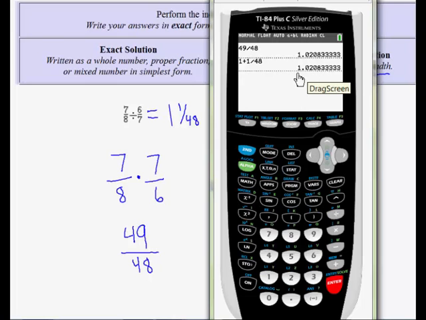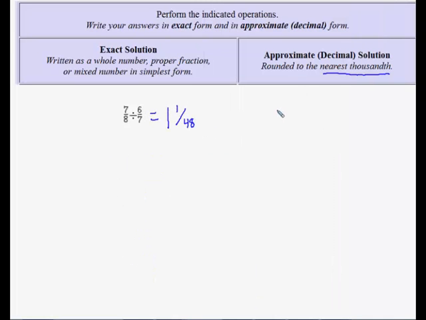So my answer is 1.021. So the answer to my problem to the third decimal place was 1.021. To indicate that my answer is not exact and that rounding occurred, you can say that 7/8 divided by 6/7 is only approximately 1.021 to let people know that rounding occurred.